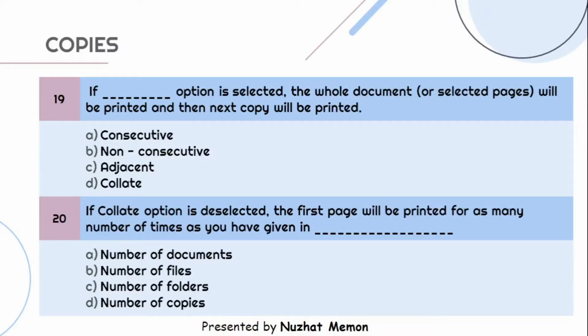If the collate option is selected, the whole document or selected pages will be printed and then the next copy will be printed, right? If the collate option is deselected, that means if it is not selected, the first page will be printed for as many number of times as you have given in the number of copies.